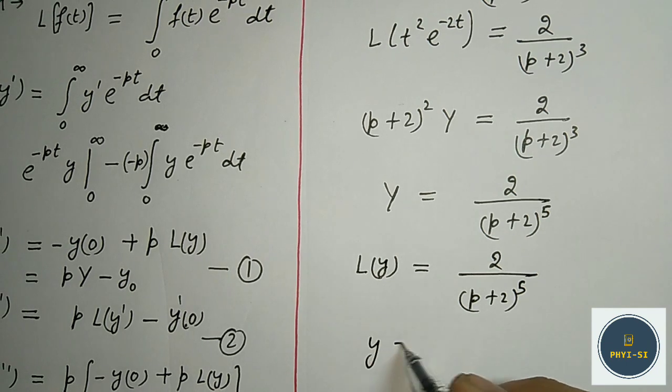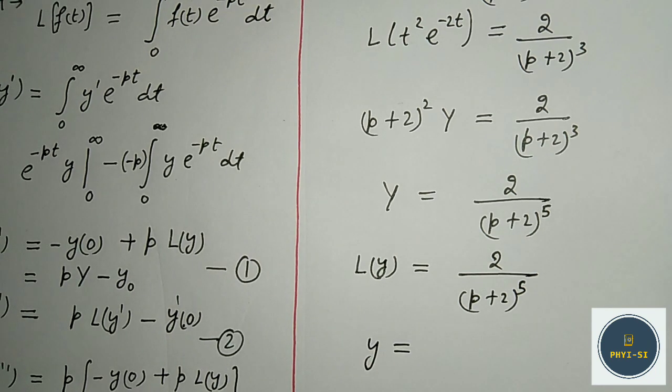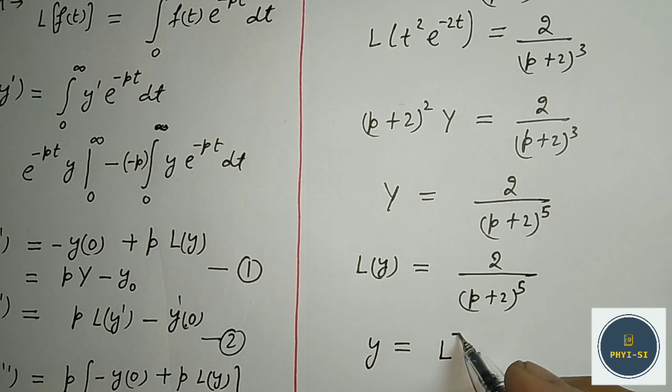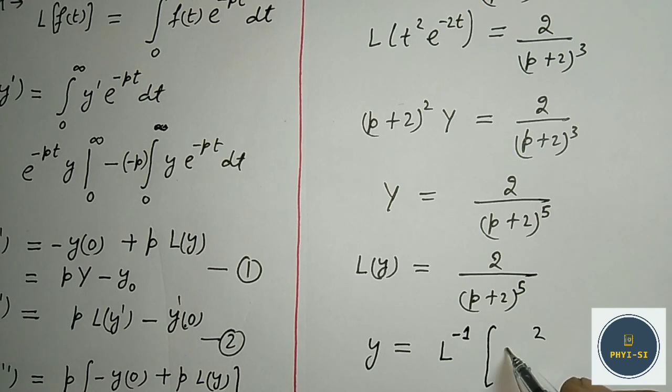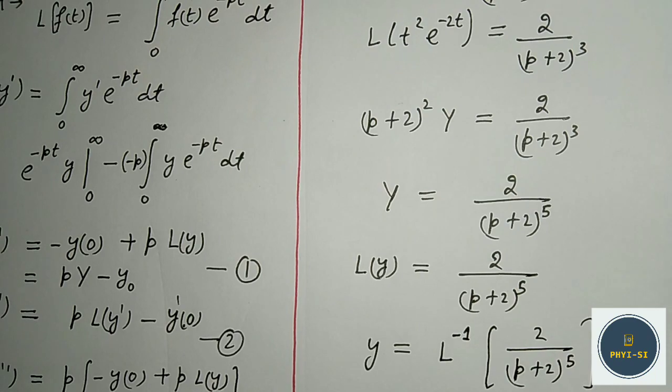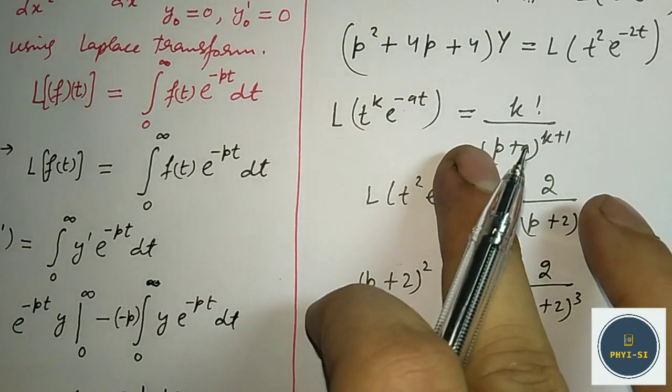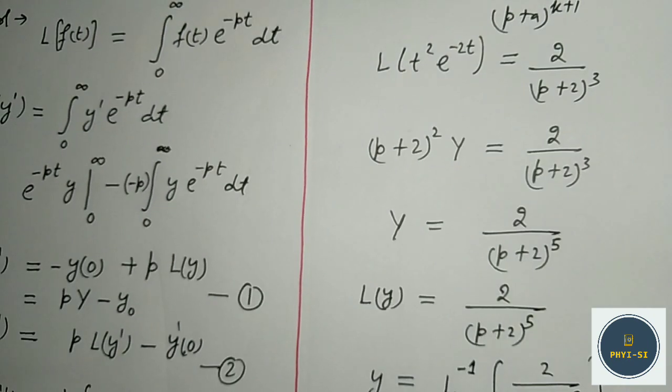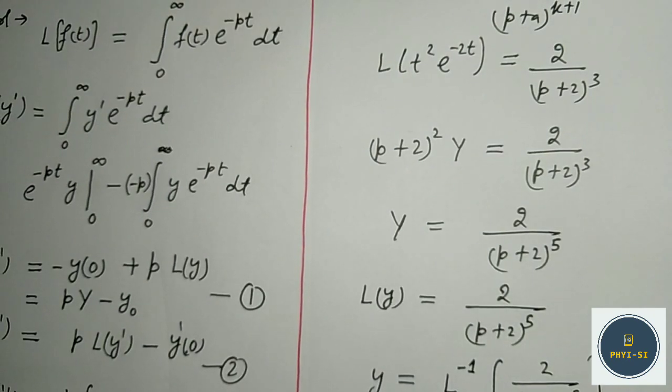Now, if we have to solve this differential equation, we have to find the expression for y. So y is equal to the inverse Laplace transform of this expression. So how can I use it? I can use the same formula. From this formula, I had t to the k e raised to power minus at. The Laplace transform of this is equal to k factorial over p plus a raised to power k plus 1.